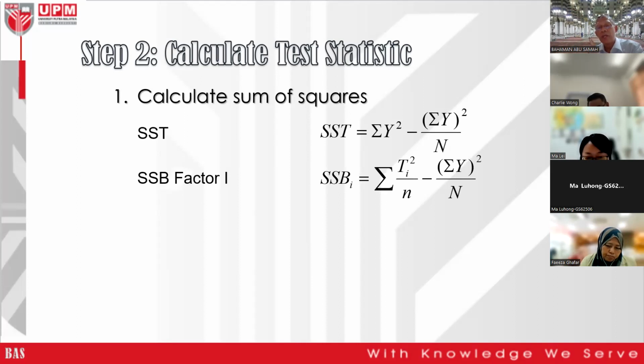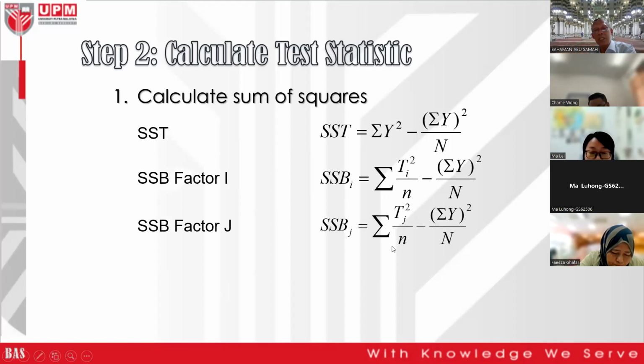Since we have two factors, we call i for factor 1 and j for factor 2, right? Last time when we discussed one-way analysis of variance, the formula to calculate sum square between was summation tj square divided by n, remember, minus summation y bracket square divided by big N. But here we have i and j. That will be factor 1. For factor 2, see the same format for the formula. Summation, instead of i, now we use j. Summation tj square divided by n minus summation y bracket square divided by big N. That will be sum square between for factor 2.